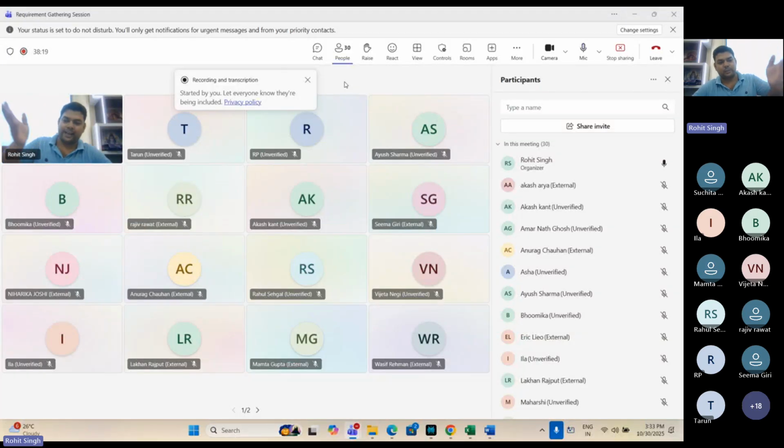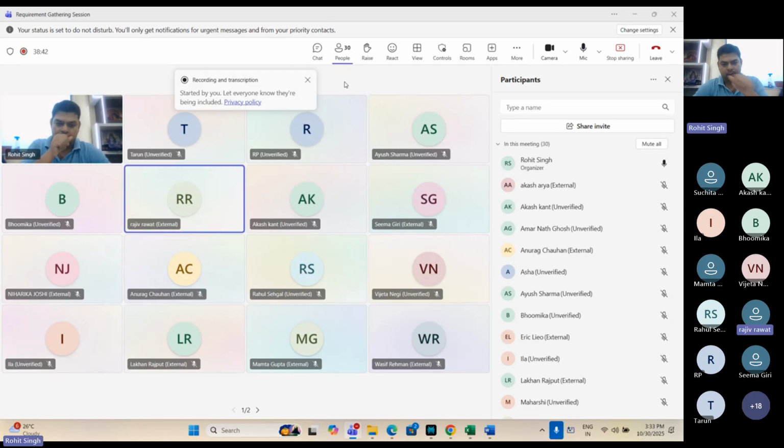And the RACI matrix, it is more or less like an Excel sheet, wherein as per the ticket, as per the activity, as per the Jira card or action, you define that this person is responsible. Who is responsible? Rajiv is responsible. Who is accountable? Rohit is accountable. Who is consulted? Bhumika is consulted. And who is informed? All of us are informed.